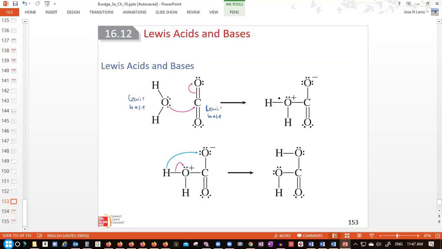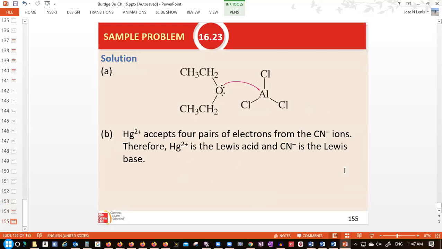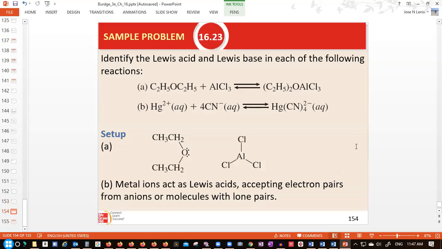In this particular synthesis, after rearrangement, it forms this stable species. So I give you more examples here so you can practice to identify the Lewis acids and Lewis bases. So you can practice with this.